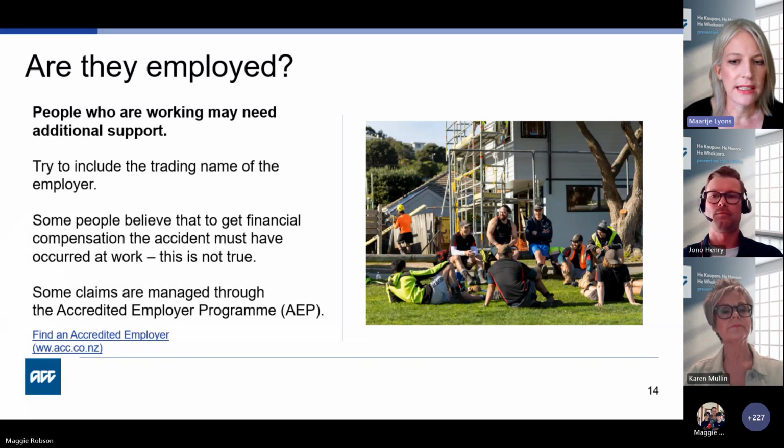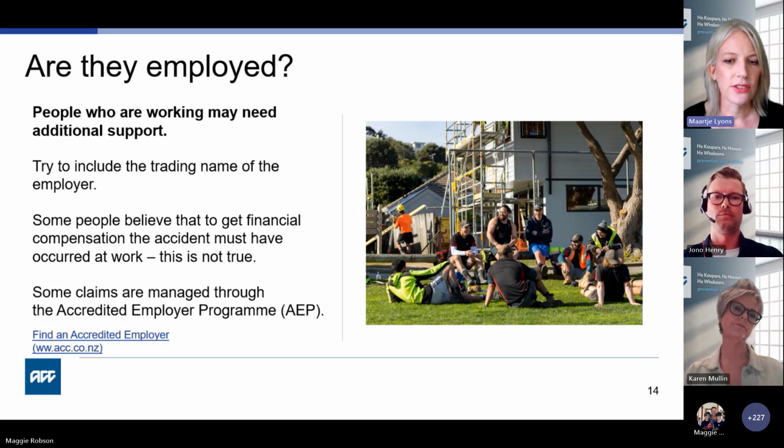Some people who are working may need additional support, and there's sometimes a misconception that financial support is only available if the accident occurred in the workplace. This isn't true. Be aware also that some claims may be managed by accredited employer programs rather than ACC.